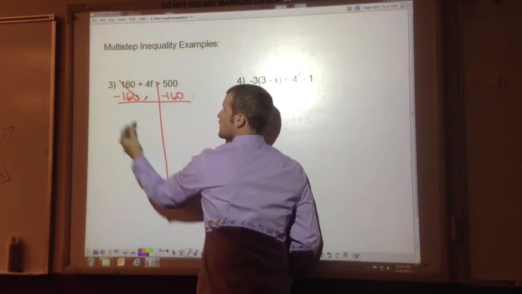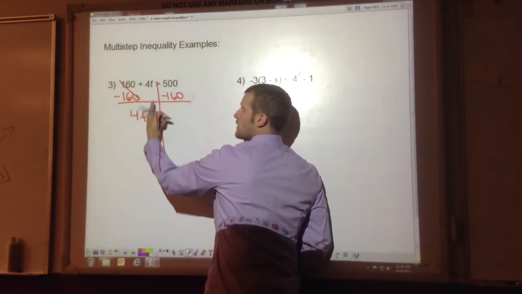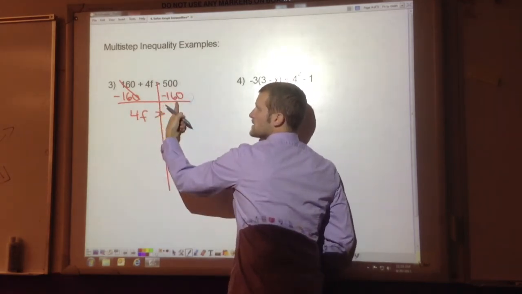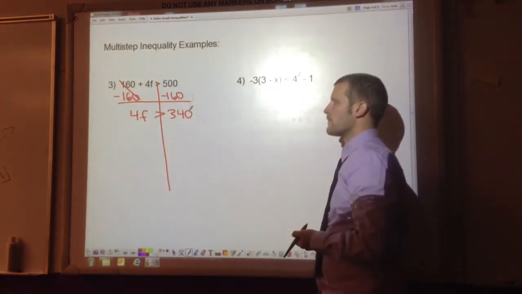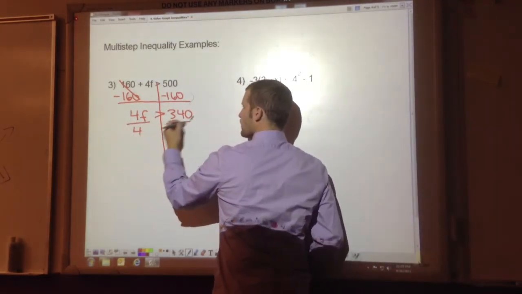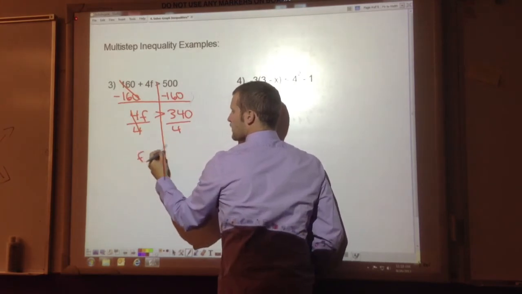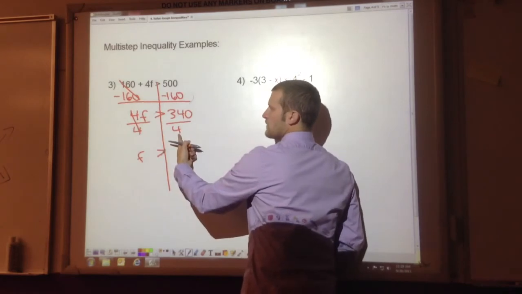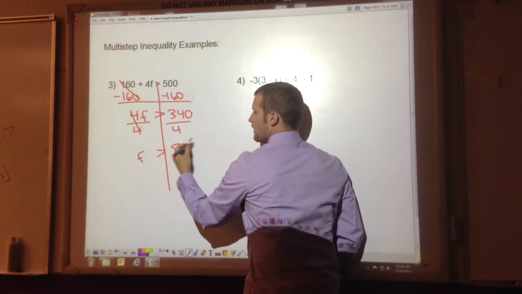Those cancel. 4f is all that's left on this side. The inequality comes straight down. 500 minus 160 is 340. Then I'll divide by 4. All that's left over here is f. And now I actually have to divide those. Well, let me see. 4 would go into 320 80 times, so I think that is 85.